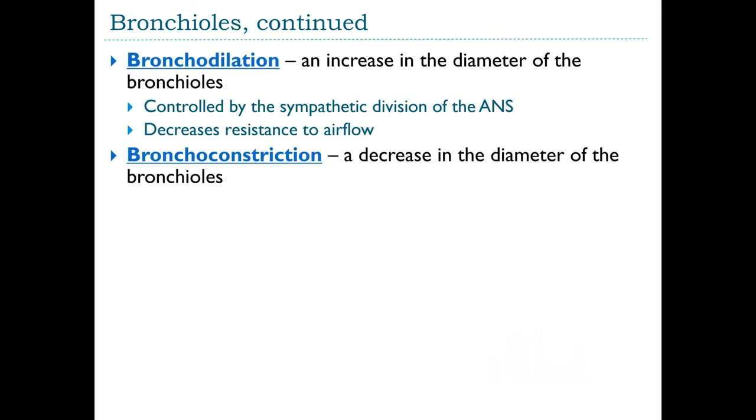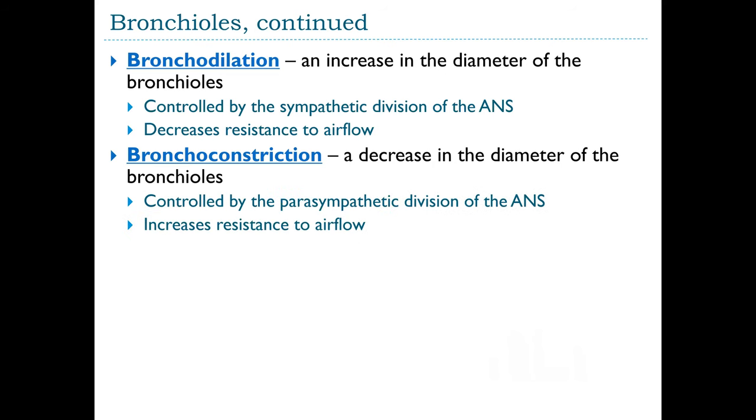Bronchoconstriction is a decrease in the diameter of the bronchioles. This is controlled by the parasympathetic division of the autonomic nervous system, so the rest and digest division. And because you're making the passage for the airflow smaller, you are increasing resistance to airflow and making it more difficult to breathe.